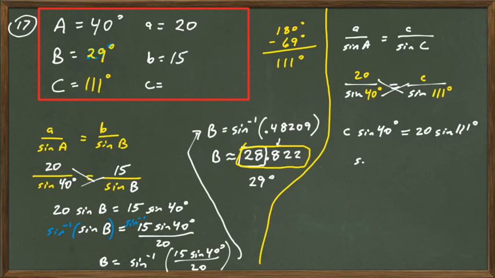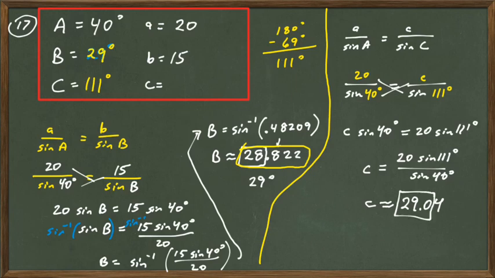So C is going to equal what? You're going to have to divide by the sine of 40. So 20 sine of 111 divided by the sine of 40 should give me side C approximately. 20 times sine of 111. I want that number divided by the sine of 40. My calculator says it's 29.04, which if you round that to the tenth, they're going to call that 29.0. Now let's do our check.